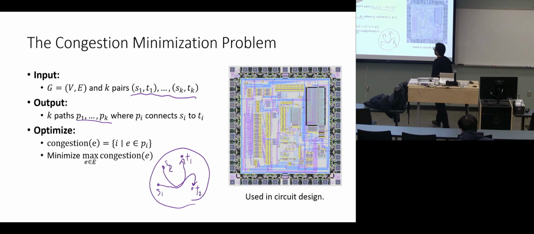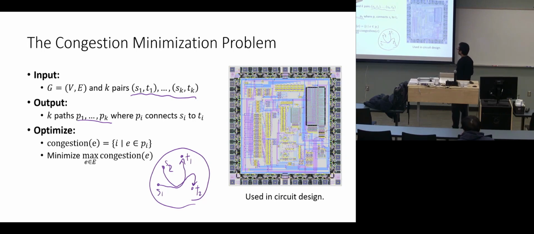But what you need is to minimize the congestion of these paths. What I mean is that the congestion of an edge is just the number of times that this edge is used by the paths here. And what I want is that every edge has small congestion. We want to minimize the maximum congestion on each edge.